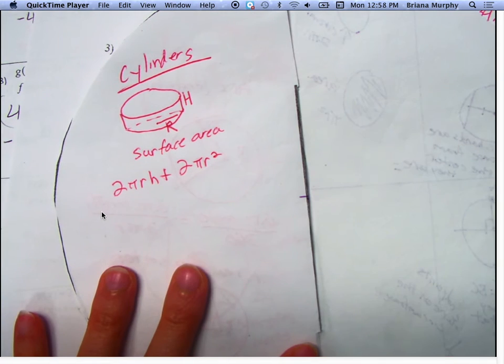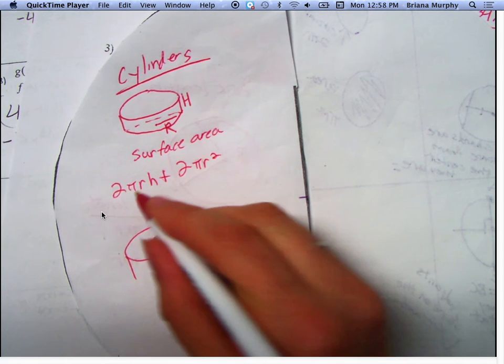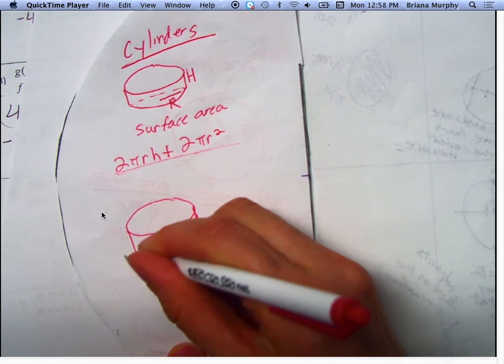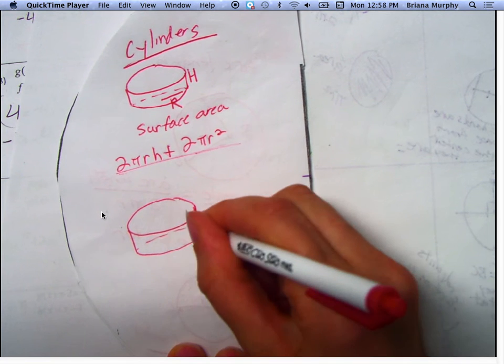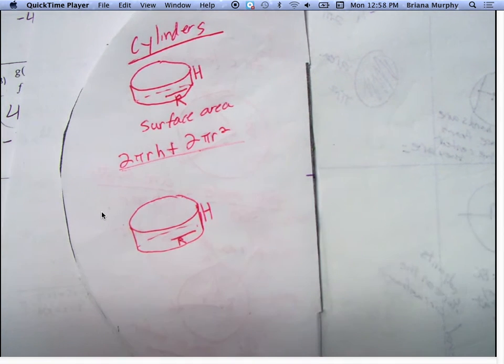Okay, now we're going to talk about volume. Yes, this is a formula right here you need to have down. So here is my volume. So I've got my other circle. I know that right here is r. I know that this is height.